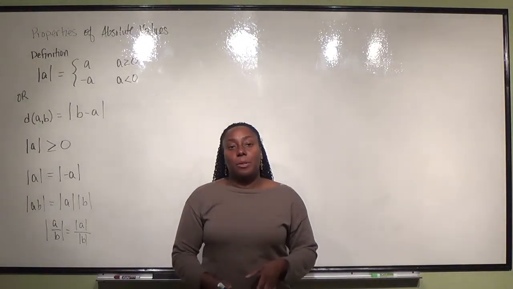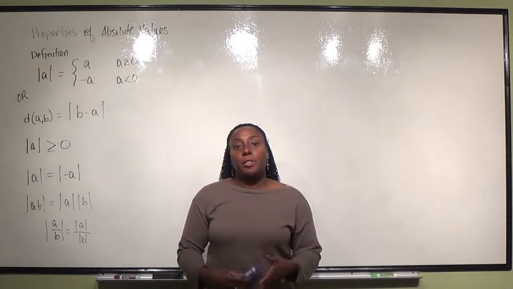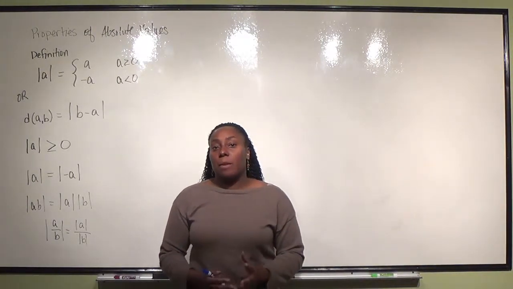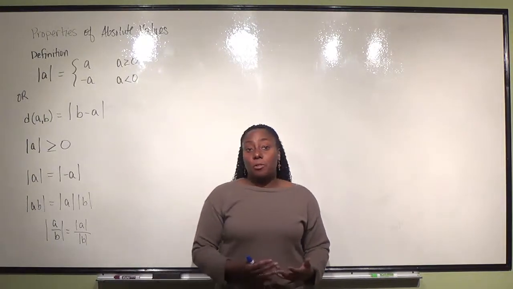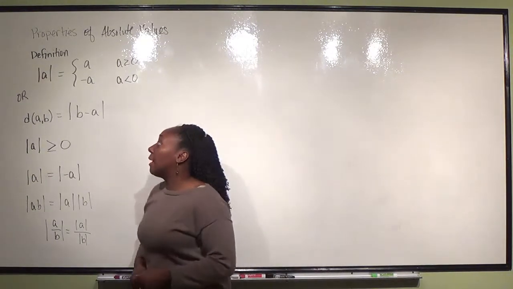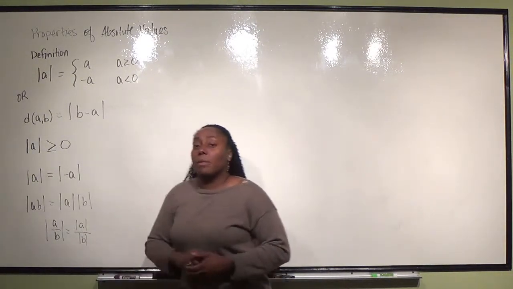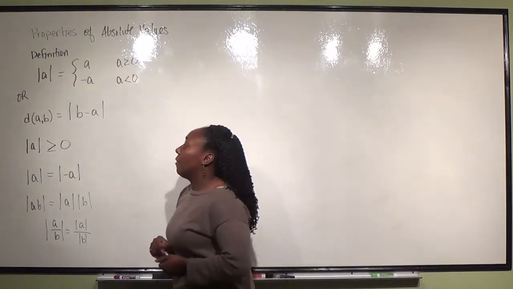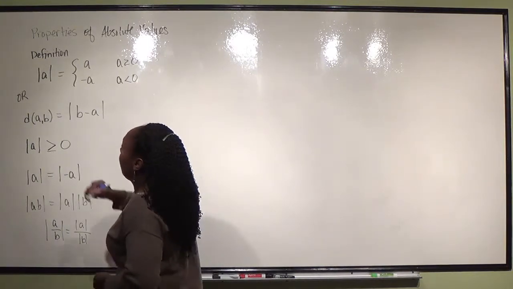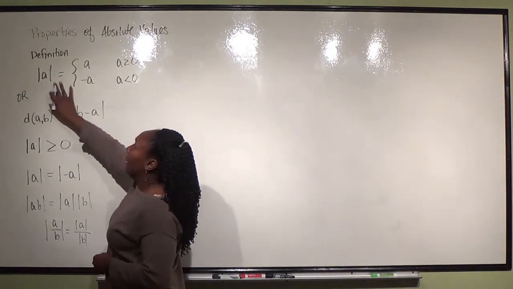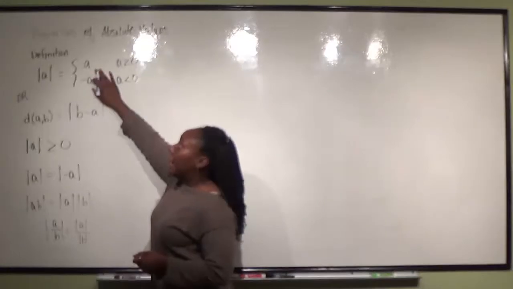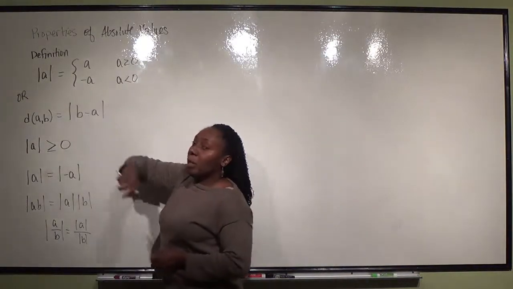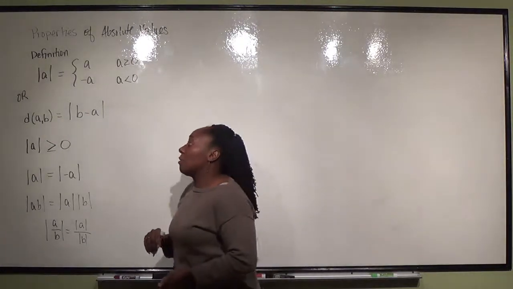The last set of properties that we're going to look at are properties for absolute values. And before we can get into that, I want to define what the absolute value is. There are two ways you can define the absolute value. The first is what we call this numeric representation of an absolute value. It says that the absolute value of A is the real number A if A is greater than or equal to 0, but it's the real number negative A if A is less than 0.